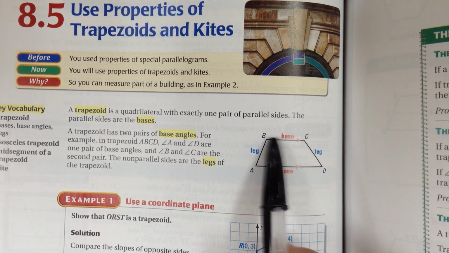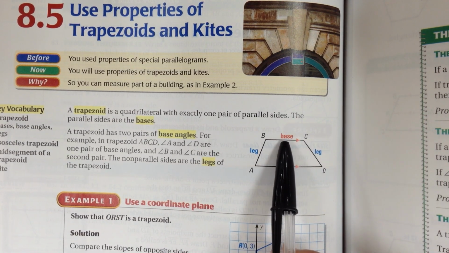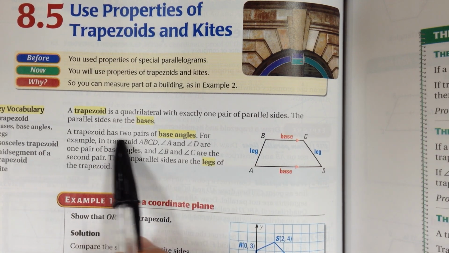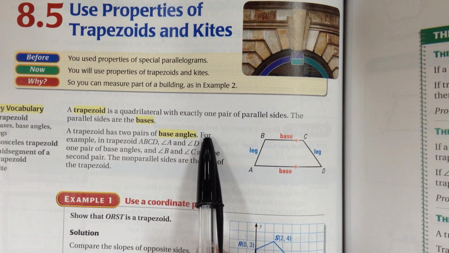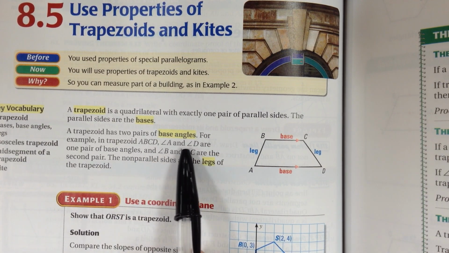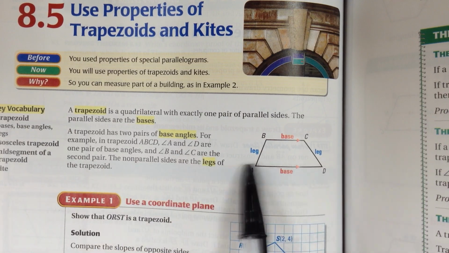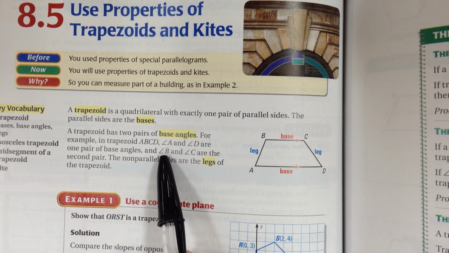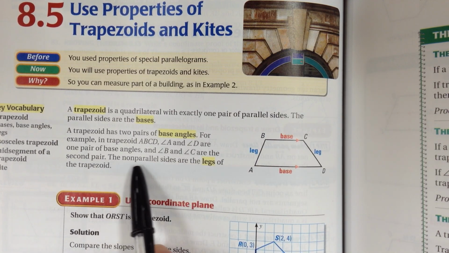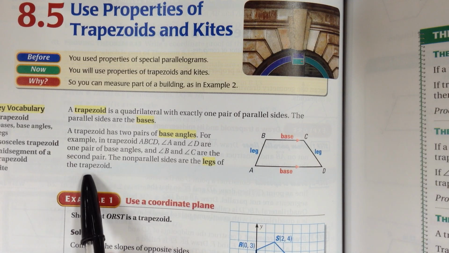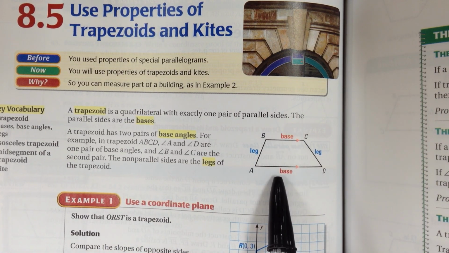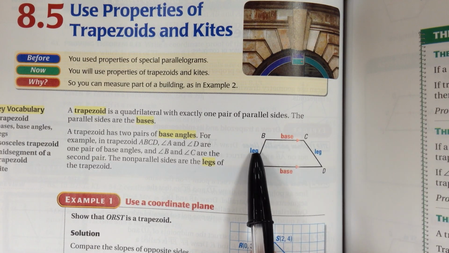In a trapezoid, the parallel sides are called bases. So this is the base on the top, base on the bottom. A trapezoid has two pairs of base angles. For example, in trapezoid ABCD, angle A and angle D are one pair of base angles, and angle B and angle C are the second pair. The non-parallel sides are the legs of the trapezoid. The bases are the ones that are parallel. The ones that are not parallel are the legs.